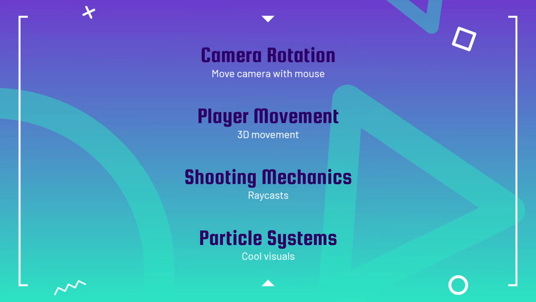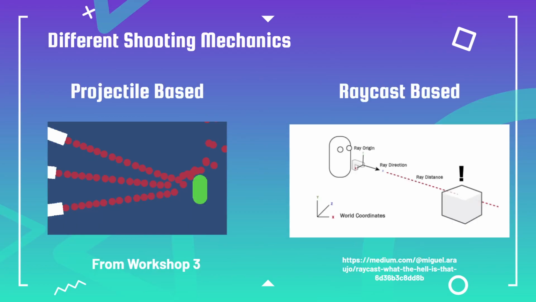So yeah, I tried to make this workshop a bit straightforward. These are basically the four general topics that we will be covering. Since this one is going to be a first-person shooter game, we will work on the camera rotation. We will also move our character in 3D, and I will show you a simple shooting mechanic, and finally we will have particle systems to create explosion or impact effects after we shoot our gun.